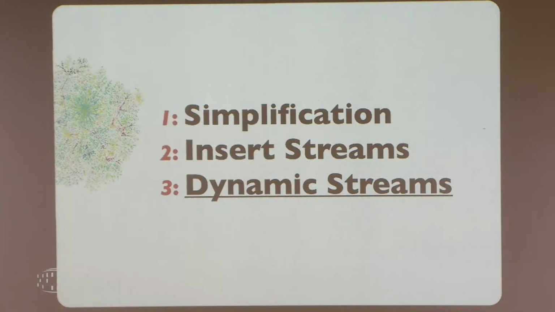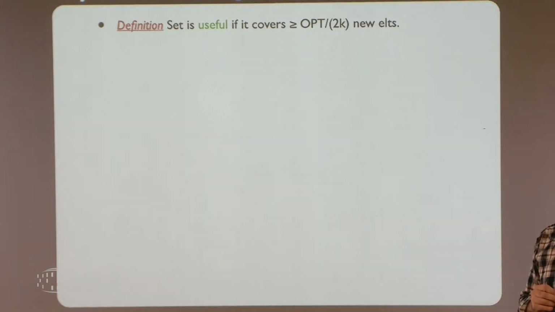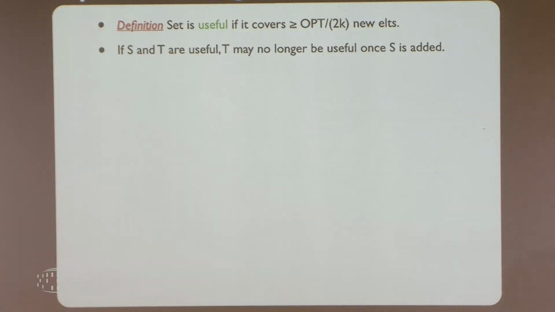What I want to finish up with is talking about results in the dynamic stream model. Okay, so we're going to need a definition. I'm going to call a set useful with respect to what I've covered so far. We're going to call a set useful if it covers opt over 2k new elements. Notice that if you give me two useful sets, S and T, if I added S to my solution, T might cease being useful. A bit annoying, but true.